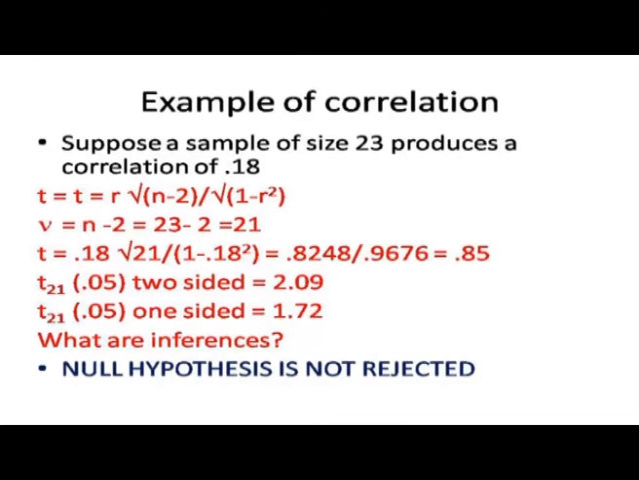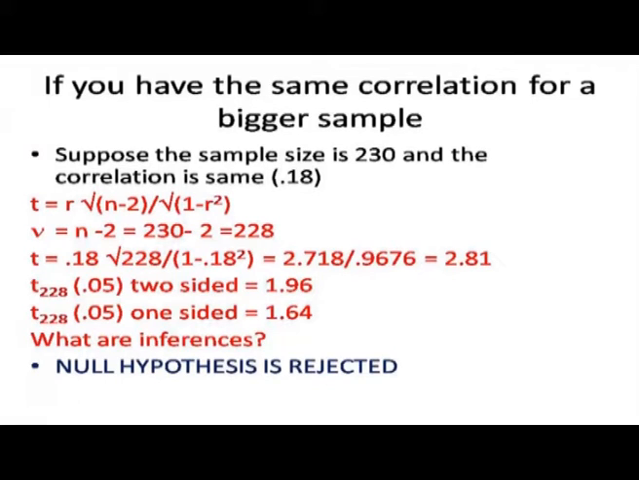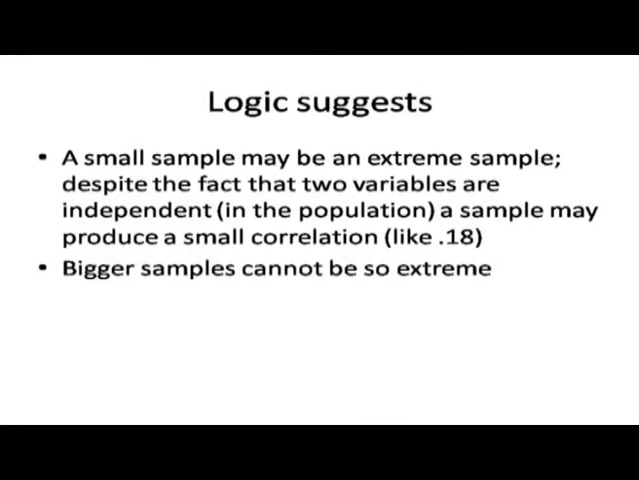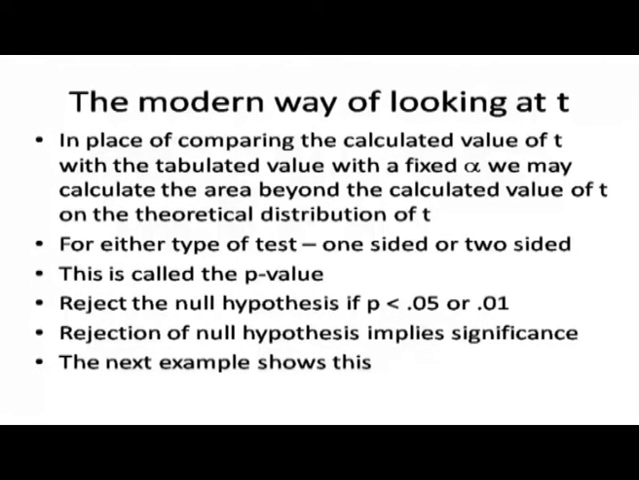Example of correlation. If you have the same correlation for a bigger sample, then you will find that it can now be significant, if in the previous case it was not significant. So, whether a correlation is significant or insignificant depends on sample size also. For a smaller sample, it can be insignificant, but the same correlation for a bigger sample may be significant. Logic suggests that a small sample may be an extreme sample.